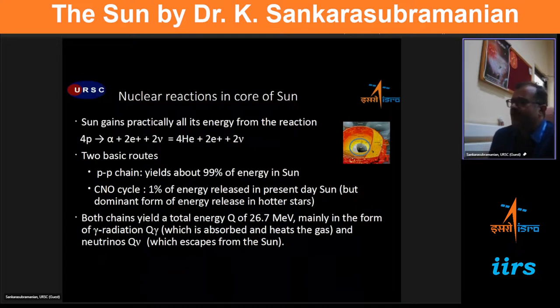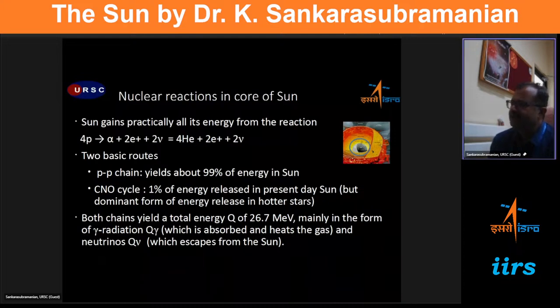So this explains a bit more on the nuclear reactions in the core of the sun. Four protons get combined to form an alpha particle, which is a helium nucleus, and of course you also get the neutrinos as well as the photons which come out of it. About 99% of the energy produced by the sun comes from this proton-proton chain, and about 1% of the energy is released in the CNO cycle, which is the carbon, nitrogen, oxygen cycle of nuclear fusion.